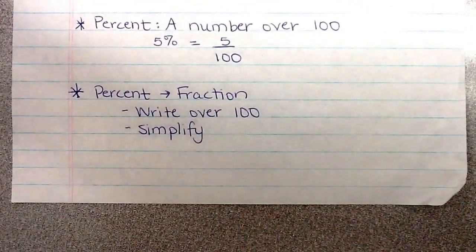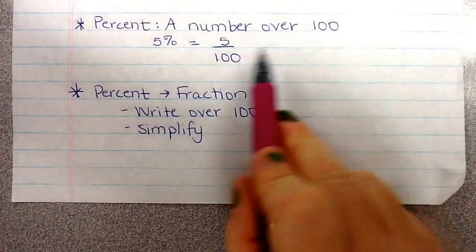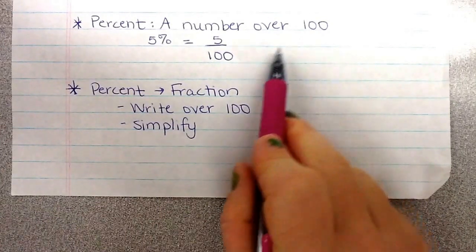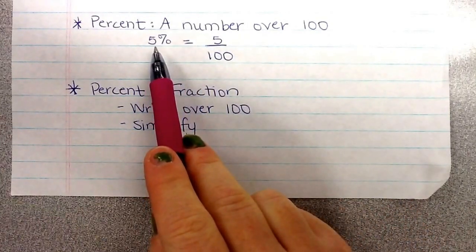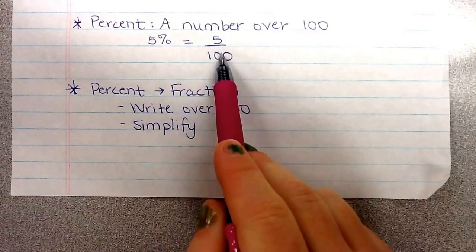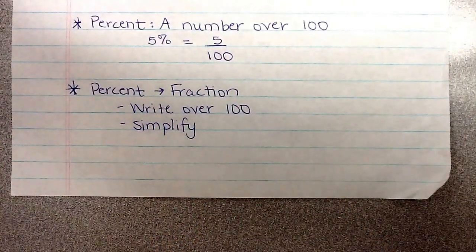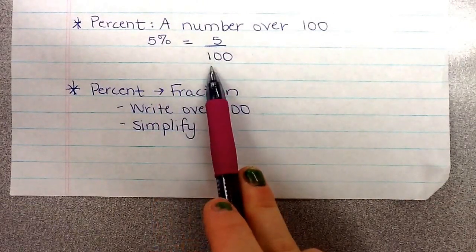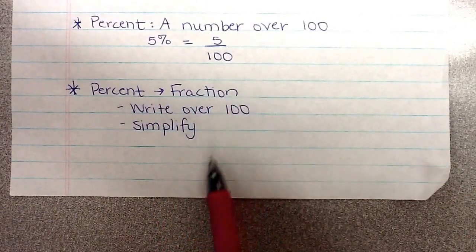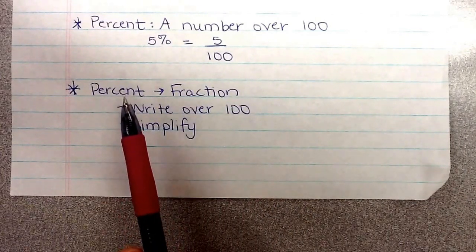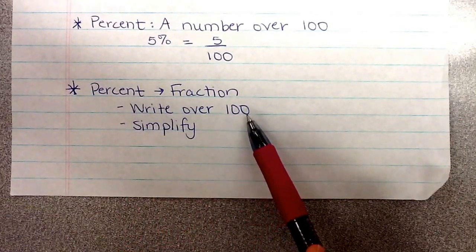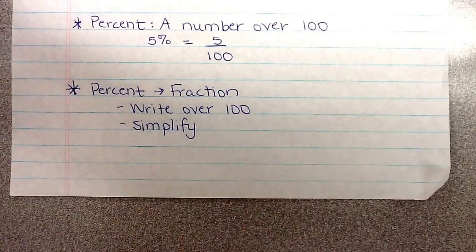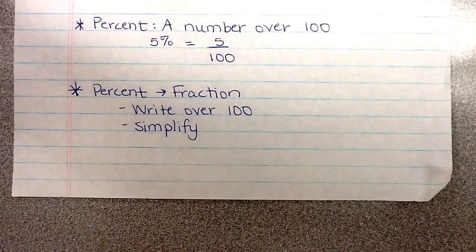Always need to remember for a fraction that a percent is a number over 100. A percent is a number over 100. For example, 5% is 5 over 100. This is going to help us change our percents to fractions. Every percent is just that number over 100. So to change from a percent to a fraction, write that value over 100 and simplify your fraction. Write it over 100 and simplify.